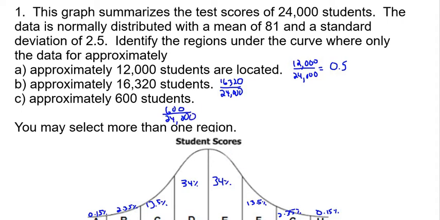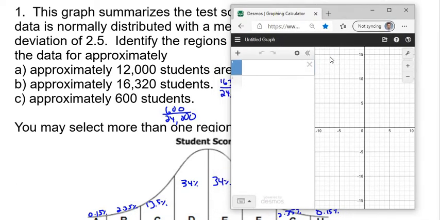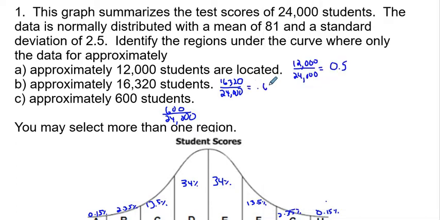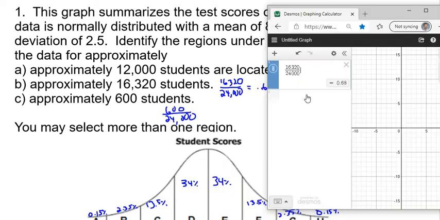And we're going to go to a calculator, in this case, Desmos. But you could, if you wanted to, use a handheld calculator. So if I look at Desmos and I type in 12,000 divided by 24,000, of course that is 0.5. So let's do the next one, and you can just change the numerator. Nice thing about Desmos is you can just change the numerator to do the rest of them. So 16,320 students is 0.68. And then the last one, 600, I can just come up here and adjust this to 600. So 600 students is coming out to 0.25.